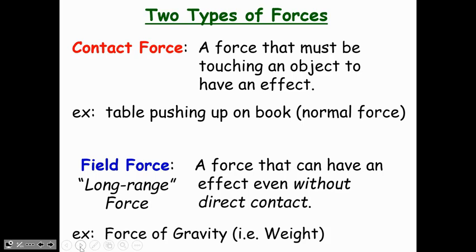So a field force can be exerted even if the two objects are not in direct contact. For example, the sun can pull on the earth with a force of gravity, but the sun is not making direct physical contact with the earth. So these are forces that act over long ranges or large distances.